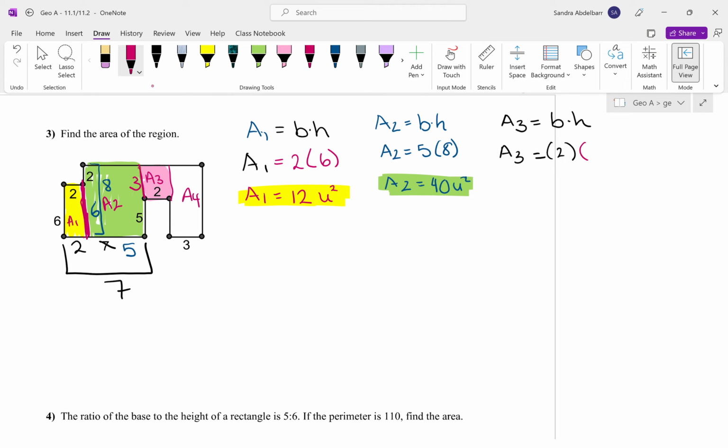Is everyone following along with where I'm getting all these numbers? So we're going to have 2 times 3. So area 3 is equal to 6 units squared. All right, now last but not least, we are at area 4. I'll highlight that in purple.